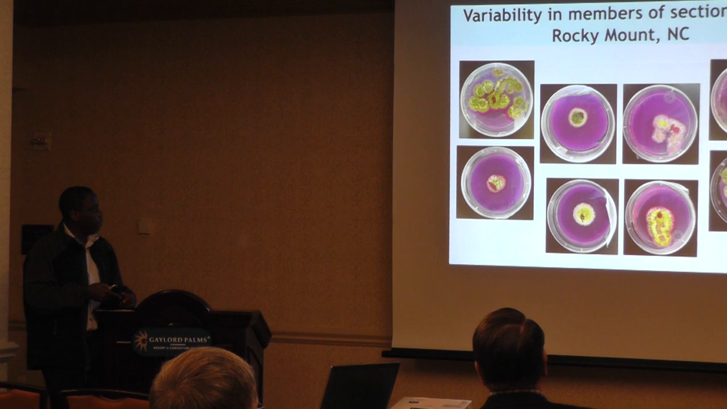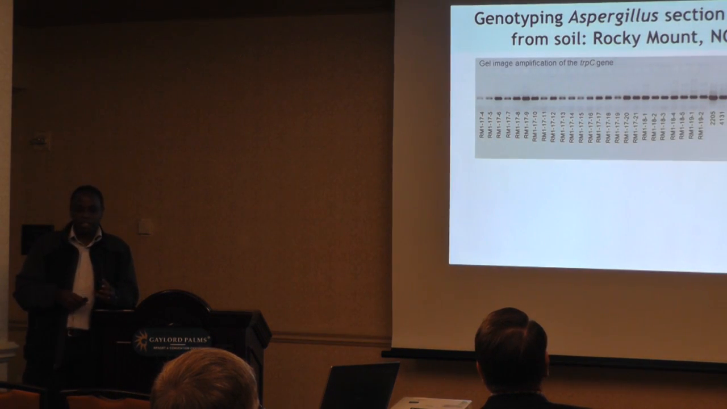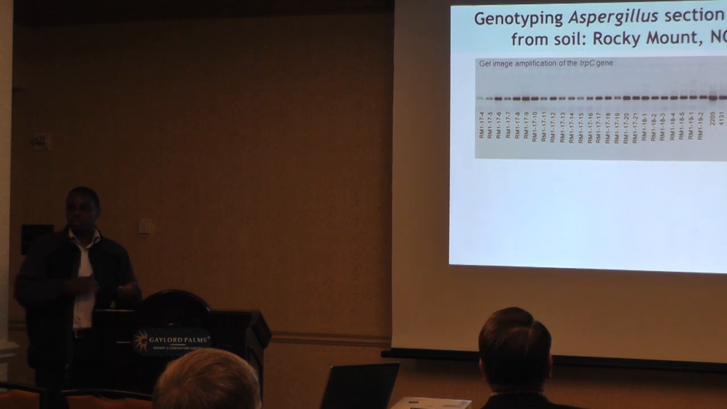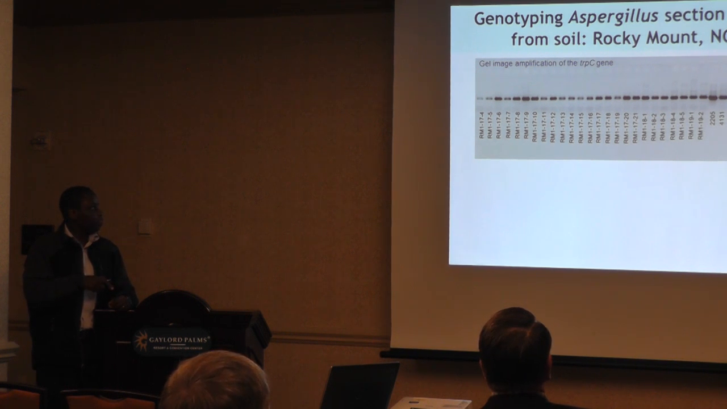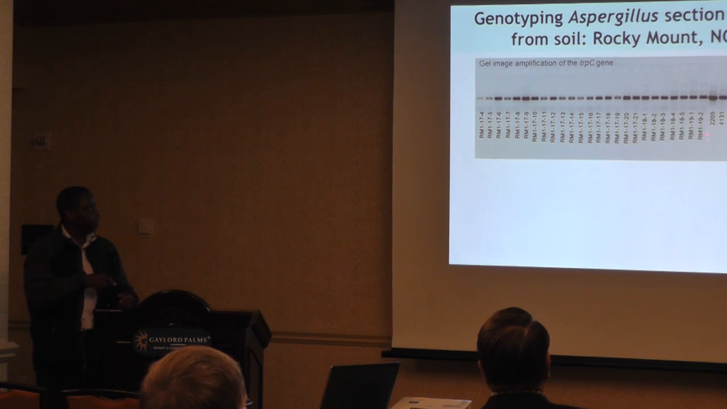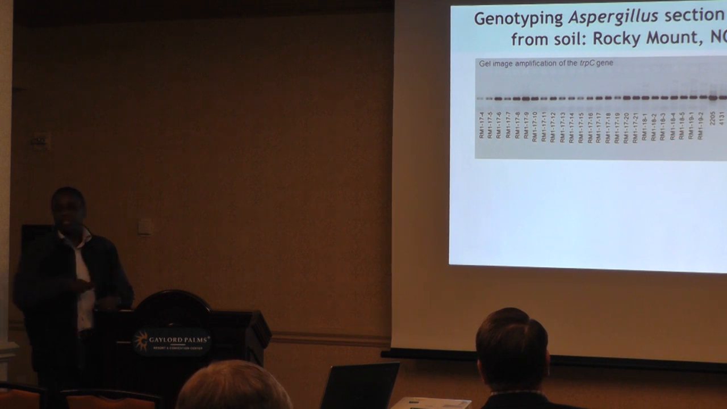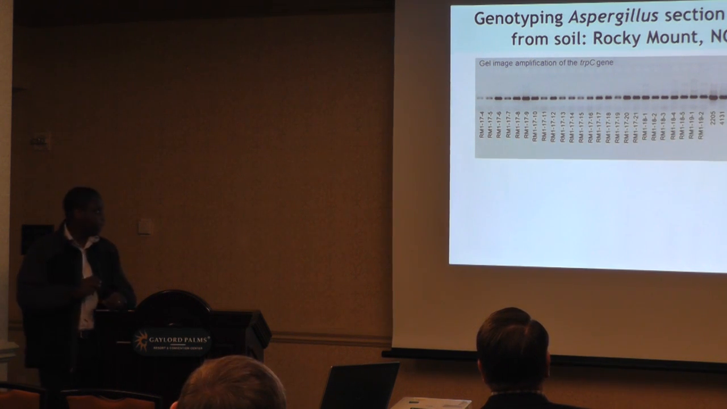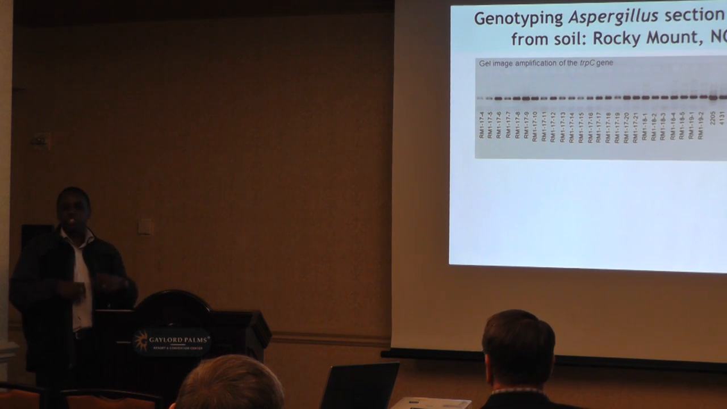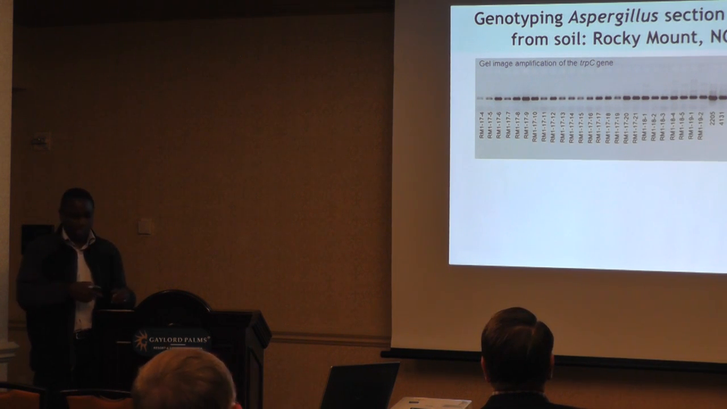So we went forward to genotype this, and this is a gel image of the amplification of the TRIPC gene that we used to identify different members of section Flavi. They were typical of the band of about 550 base pairs. This is a negative control, just water. These two strains are Flavi, we know what they are. And the remaining are all samples that we collected from the soil and expressing that particular band. Using that TRIPC gene, you can determine individuals that are L, S, Nigri, and parasiticus.